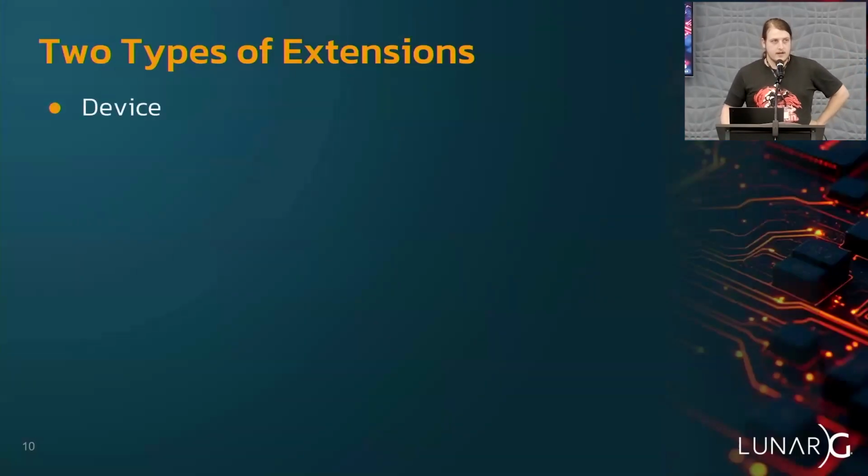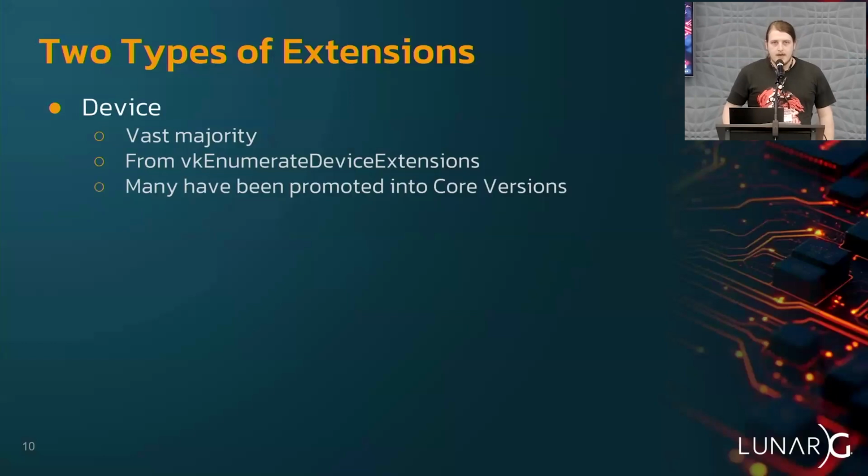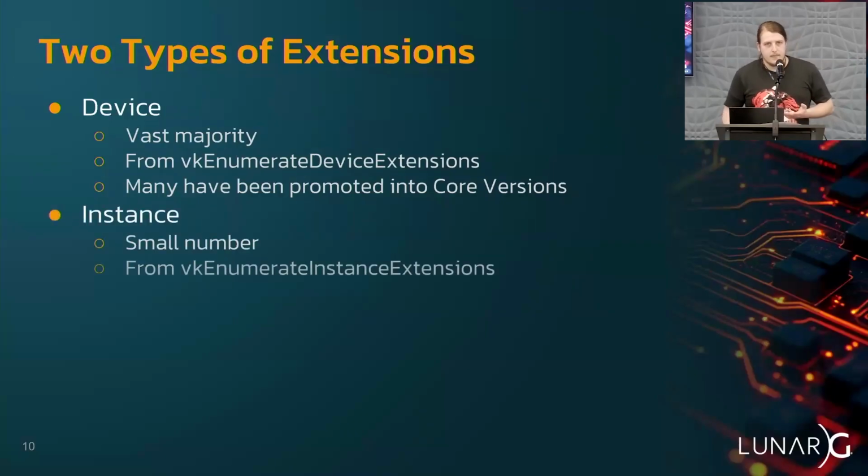Quick explanation. There are 2 types of extensions. Device extensions: almost all extensions are device extensions. You get them from enumerating the device extensions. Many of these have been promoted into core versions. So there's a lot of extensions, and then some of those are actually just what are in core, but are also available as an extension. Instance extensions, not many of them. You get them from enumerate instance extensions.